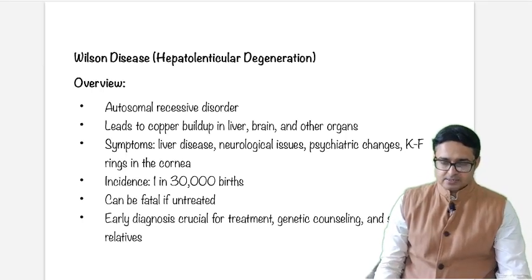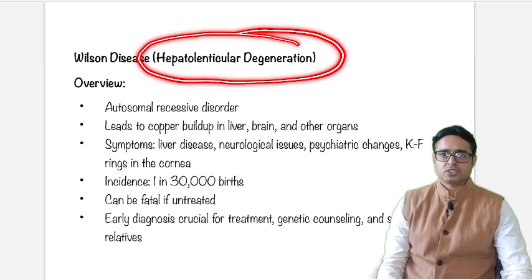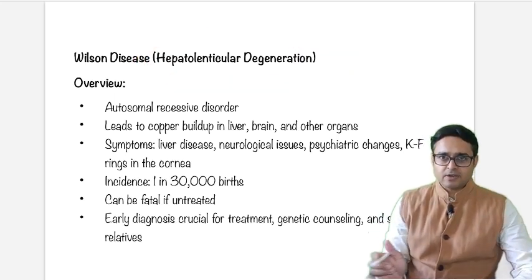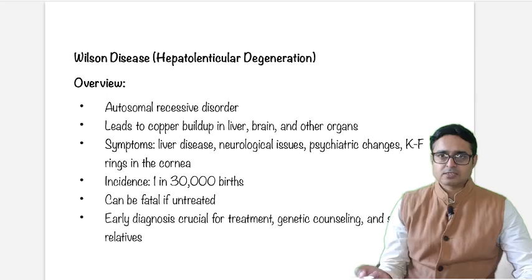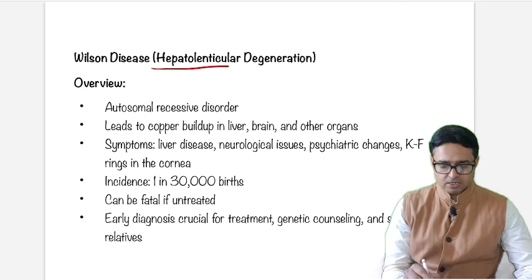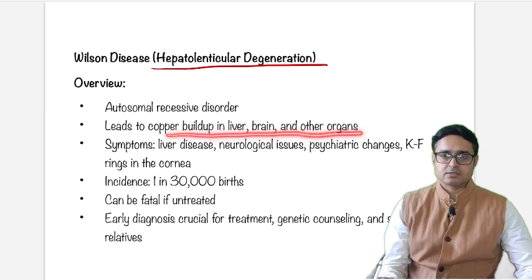Wilson disease is also called hepatolenticular degeneration. So this is an important thing. This signifies the pathological significance of this disease, as it is called lenticular degeneration. Wilson disease is autosomal recessive. Again, it is important. It leads to copper buildup in liver, brain, and other organs.